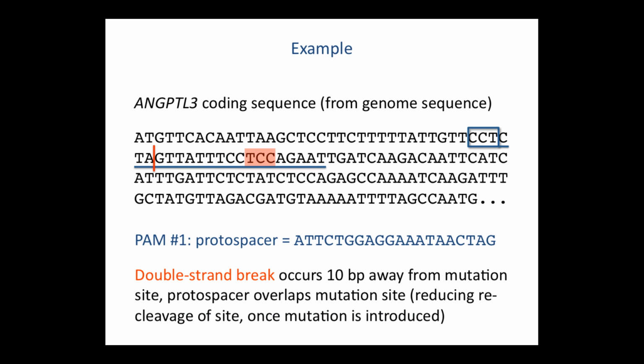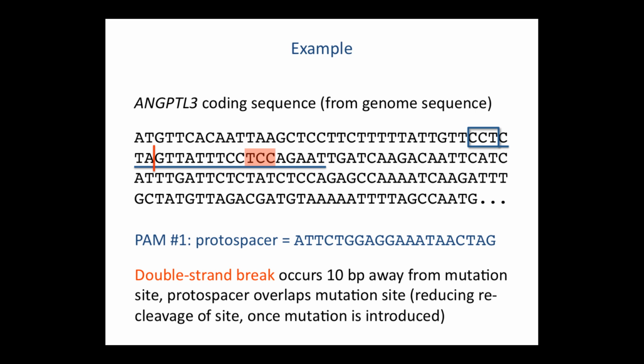For the first one, because we're now working off the opposite DNA strand, the protospacer will extend in the downstream direction. The 20 base protospacer, once you've determined the reverse complement sequence, is shown. If you map the location of the double-strand break, it will be 3 base pairs away from the PAM, as indicated here by the red line. The break will occur 10 base pairs away from the site of the mutation, which is okay, but not optimal. The protospacer is not GC-rich, so that's an advantage.